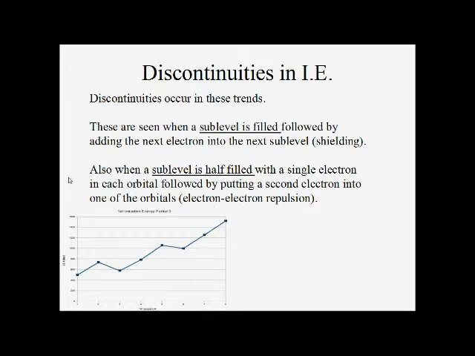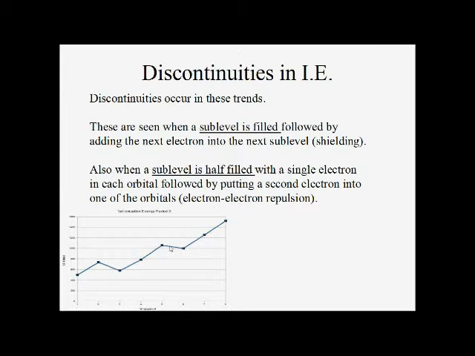So using period 3 here, we put in 2 electrons and then it drops. After we put in 2 electrons, we have filled the S sublevel, and the drop is for the first electron on the P sublevel. So when we complete a sublevel, the next electron will be lower. But we have another discontinuity over here.